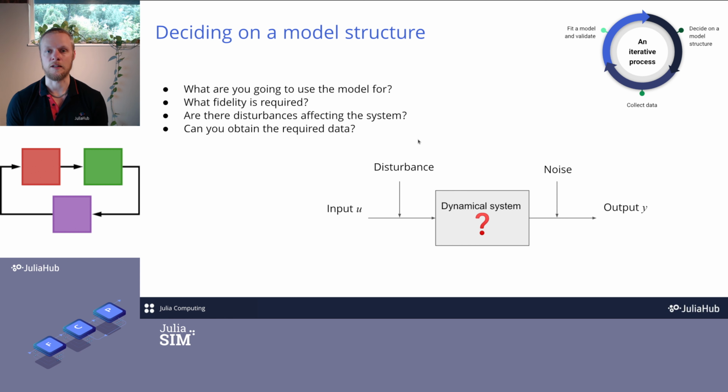And another consideration is if you want to estimate a very high fidelity model, you need very good identification data. You need data that actually exposes the behavior of the system. And maybe that's just very difficult to obtain. Maybe it's too expensive to run the experiment, maybe it takes too long and so on. So if we can't obtain the required data, then perhaps we need to limit the flexibility of the model.